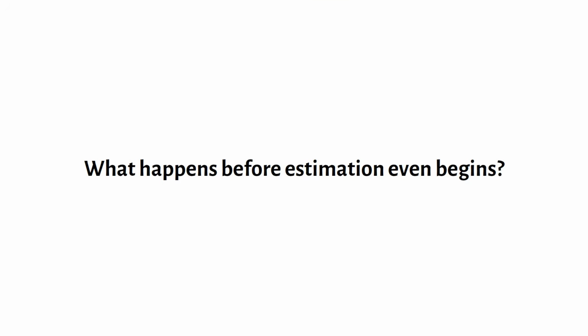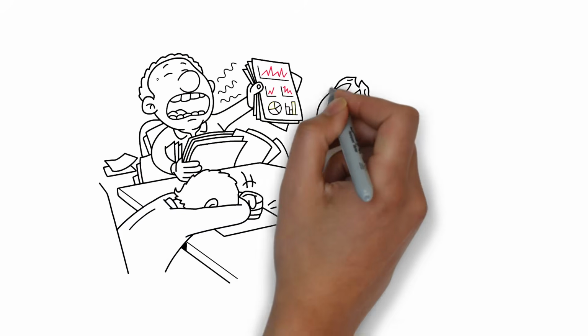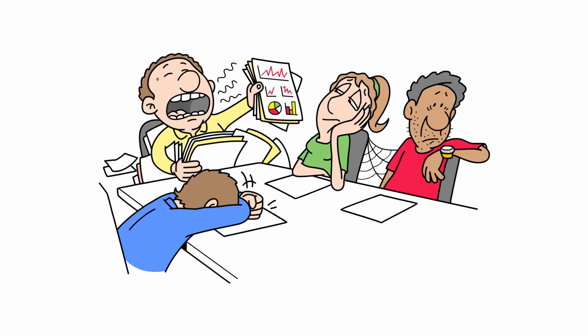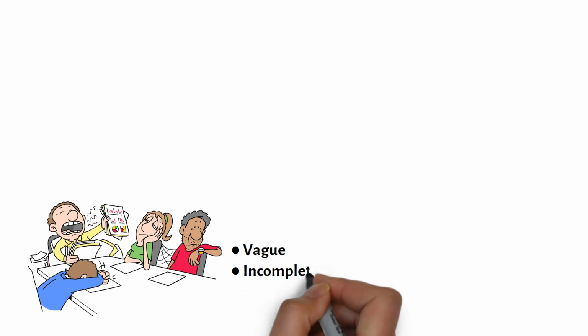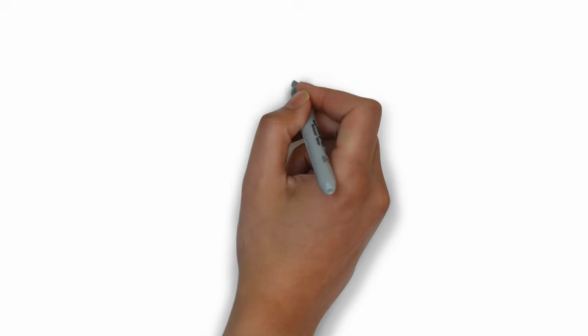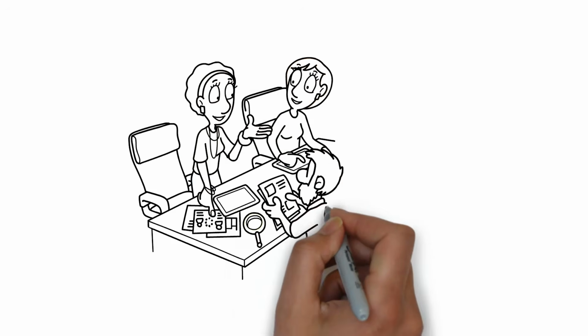Now let's zoom into what happens before estimation even begins. One of the biggest mistakes newer Agile teams make is trying to estimate stories before the work is fully understood. A story that is vague, incomplete, or poorly defined is difficult to estimate reliably. This is why teams spend time discussing backlog items before assigning story points.